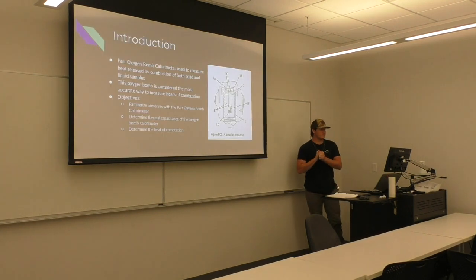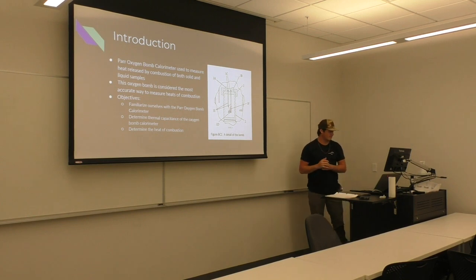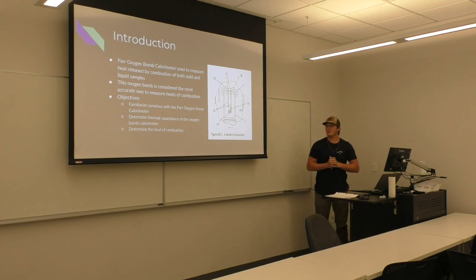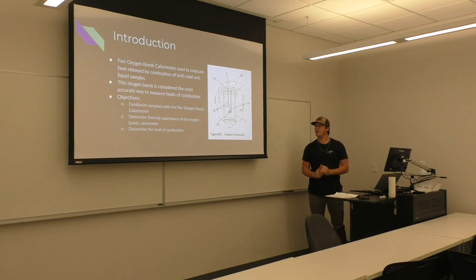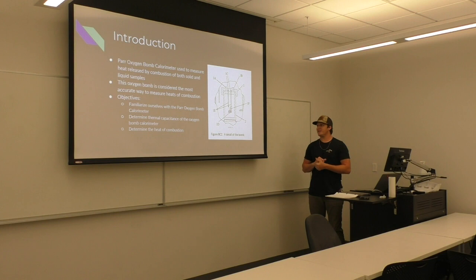A little introduction. The Parr oxygen bomb calorimeter is used to measure heat released by combustion of both solid and liquid samples. This is considered to be the most accurate way to measure heats of combustion. In this lab, our main objectives are to become more familiar with how this bomb works, and to determine the thermal capacitance and the heat of combustion in this calorimeter also.